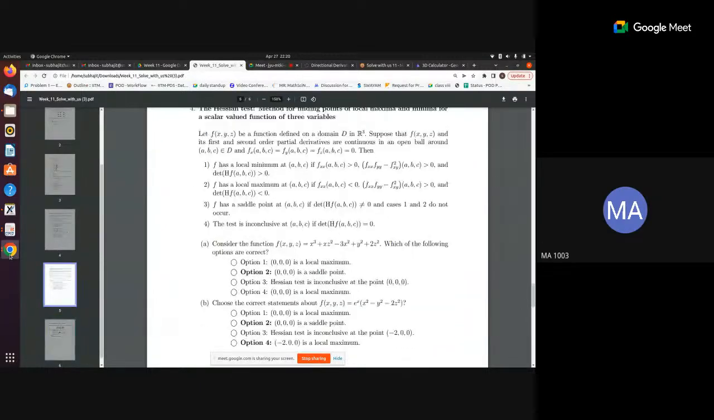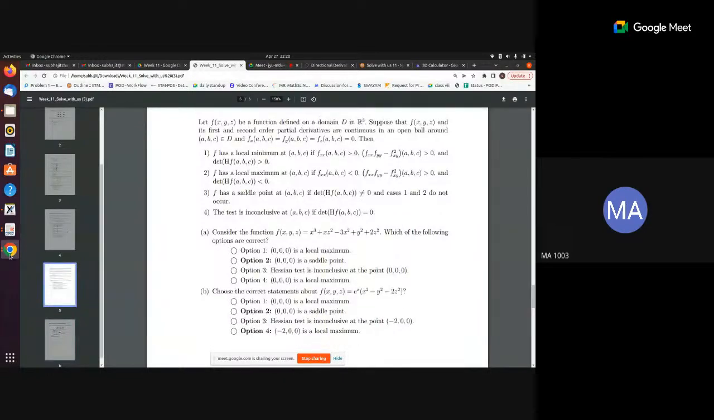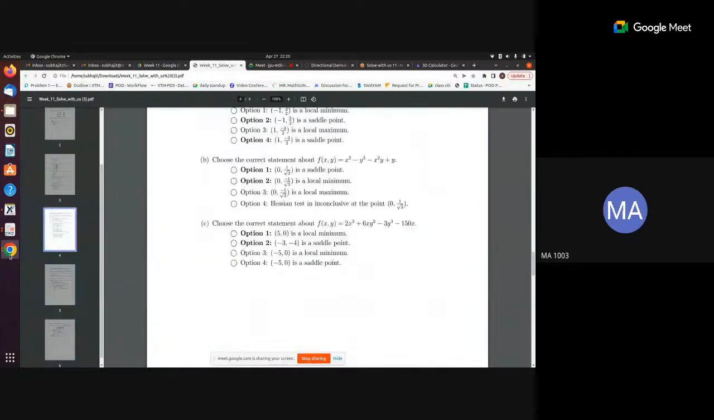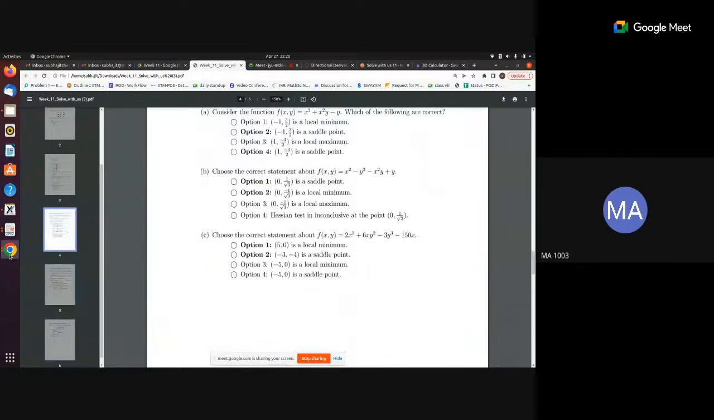Yes, sir. So in this type of problem, suppose some functions are given and you have to find the critical points. You have to solve for them, and then for each particular point you check the condition, nothing else. This is what critical points are.